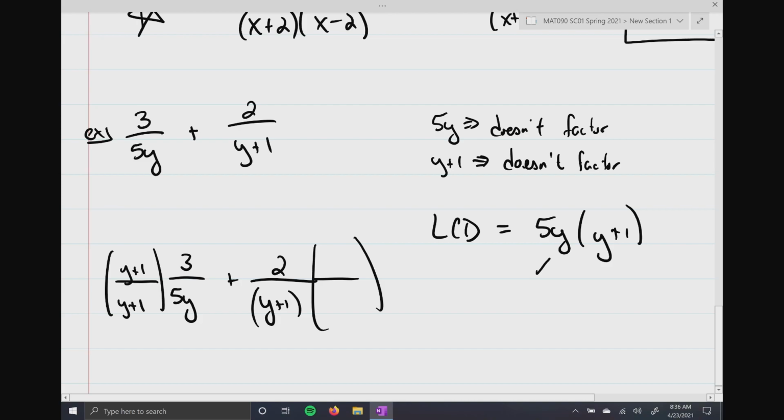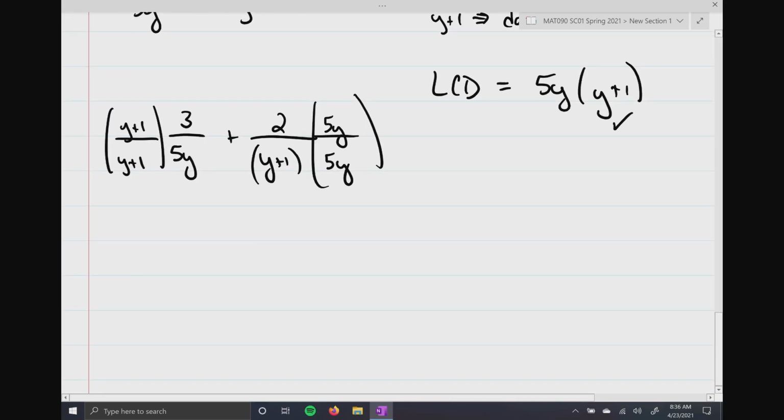Now I look at the second denominator. That's a y plus 1, so I put a check mark underneath the y plus 1. The missing factor is 5y. So for the second fraction, I'm going to multiply it by 5y over 5y. See, by me multiplying the first one by y plus 1 over y plus 1, I'm really multiplying it by 1. And by me multiplying the second fraction by 5y over 5y, I'm multiplying the second fraction by 1. I'm just really clever on how I'm writing the number 1.